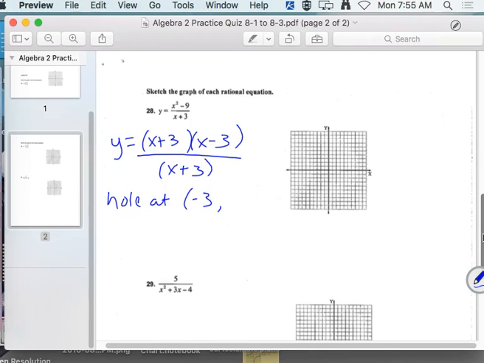Now, myself, I occasionally forget to put the hole down if I don't find it right now. So I would figure out where it is, and how we do that is we actually do the canceling. Cancel out the x plus 3, and you get y equals x minus 3. Now put your negative 3 in there, and you will know where that hole is.